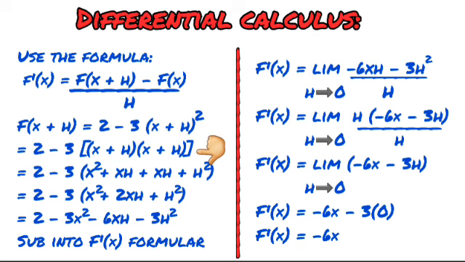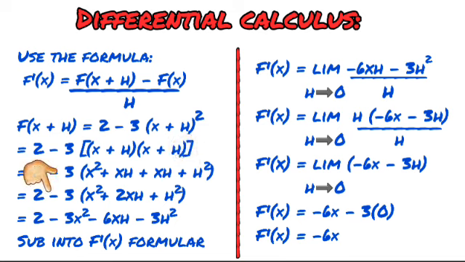Then we are going to solve them from our brackets. So 2 minus 3, open bracket, x plus h, times x plus h. x times x is going to give me x squared, x times h is going to give me xh, h times x is going to give me xh, h times h is going to give me h squared.